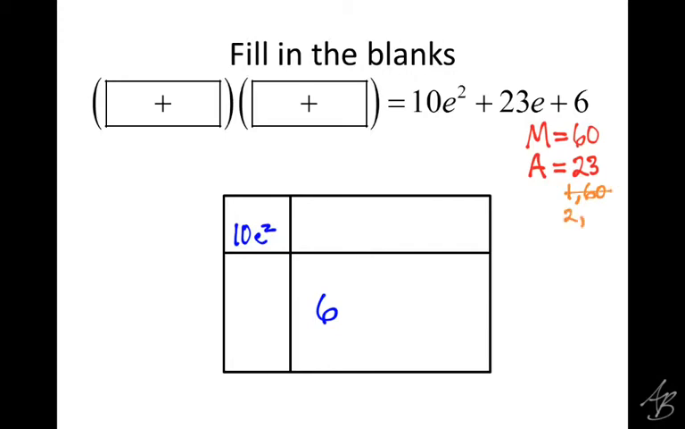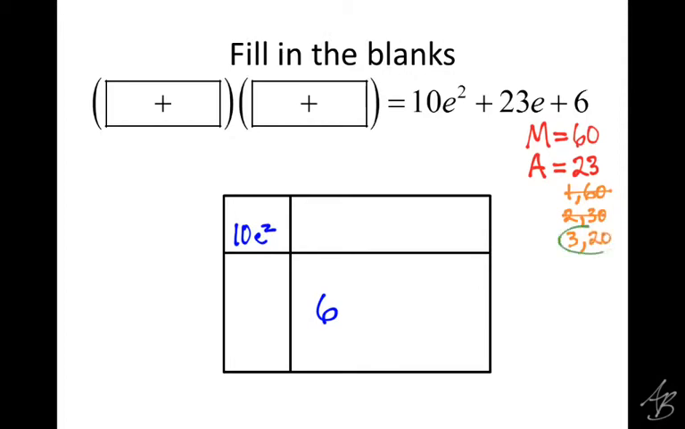What do we multiply by 2 to get 60? If you don't know, what can you do? We can do 60 divided by 2, and then it gives us 30. Do those add up to 23? Nope. Okay, so that one doesn't work. Let's move on. Let's try 3. What do we multiply by 3 to get 60? 20. Does that one work?